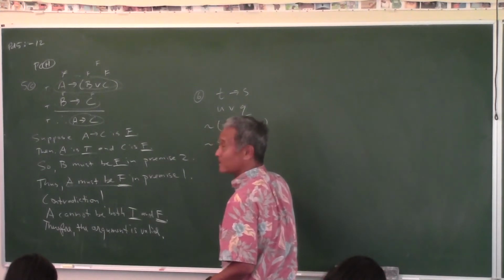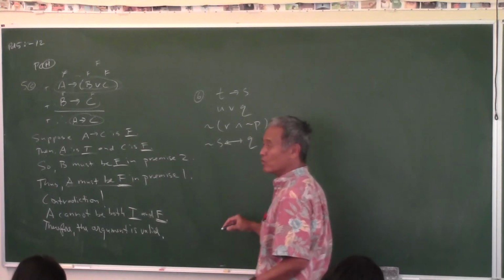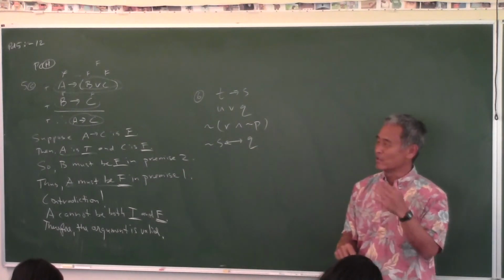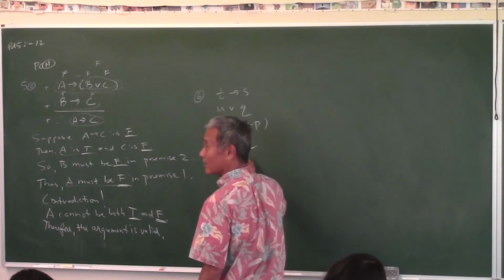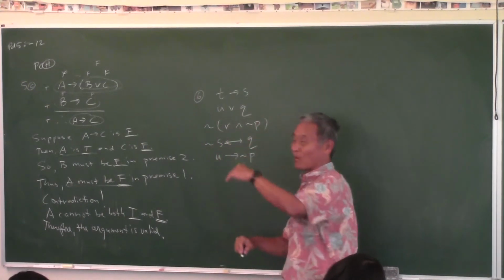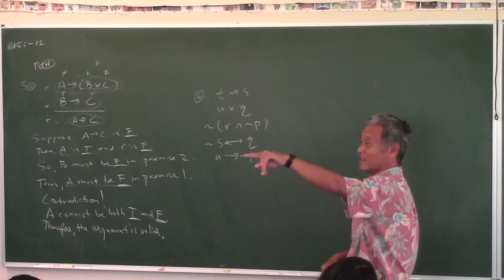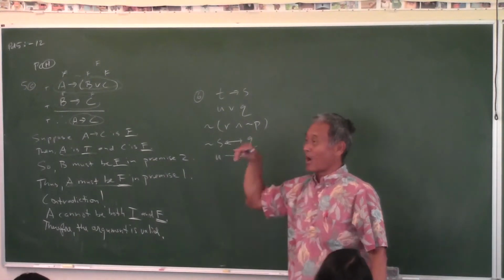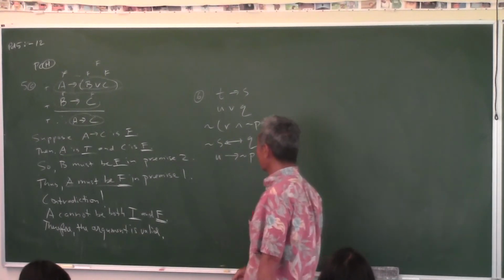Not S, if and only if Q. U is a sufficient condition for not B. Is that U implies not B, or is it not B implies U? U implies not B. How do you know? Because the arrows are pointing that way. See, you guys learn. Just like for the necessary condition, it's because the arrow points the other way, right? See, you guys laughed and then now it works.